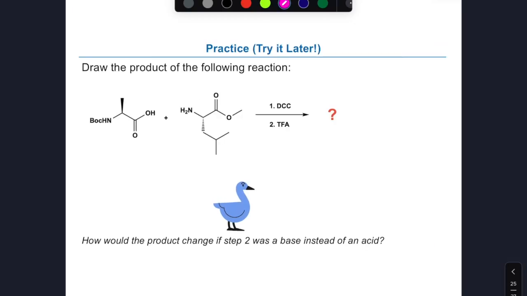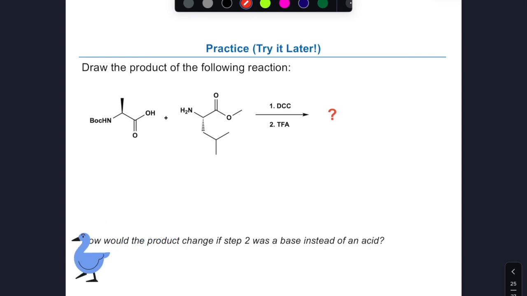Okay, so for the problem today, we're asked to draw the product of this following reaction. The important thing to do here is just look at the two fragments we have and identify which groups are present or available. And notice the conditions: we're doing two steps, step 1 and step 2, which is going to go through two transformations. So after both of these, we're looking at our final product.